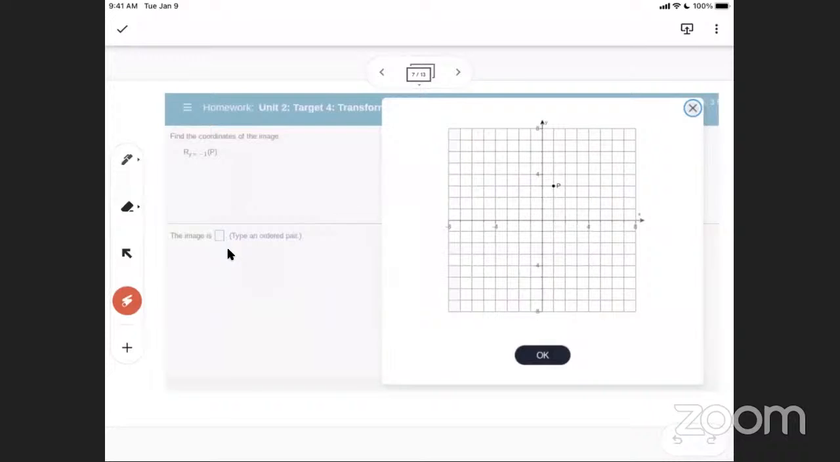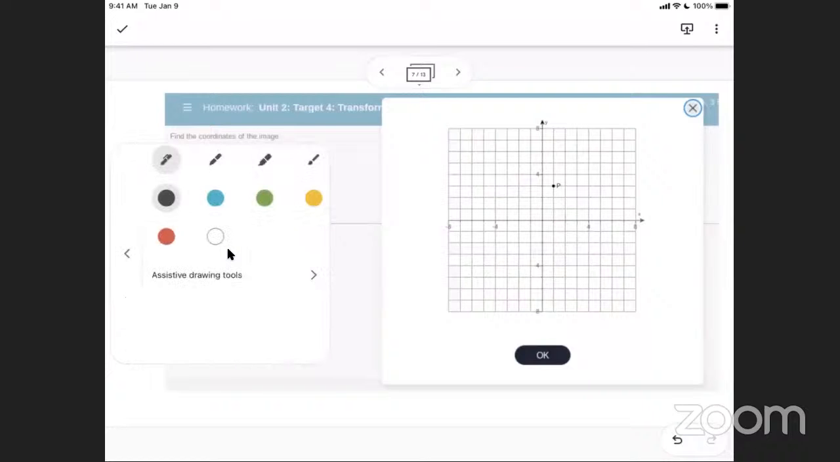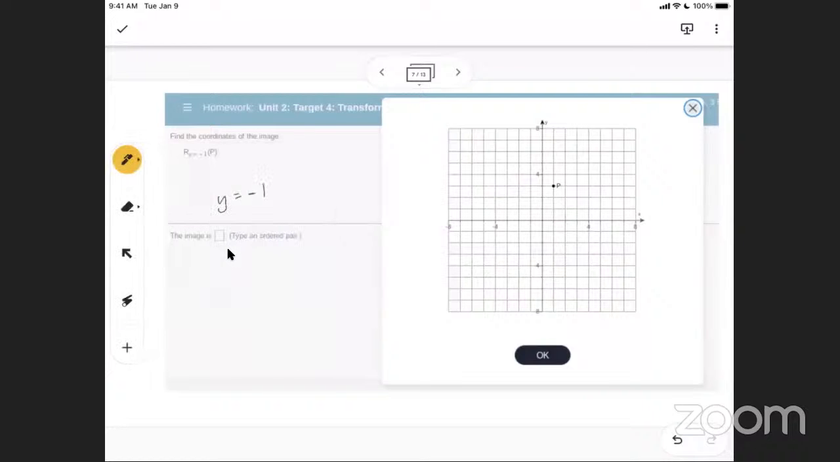Okay, so what they're saying for number 7 is they want you to reflect it over the line y equals -1. So the line y equals -1 is this line right here. I'll draw it in yellow. Y equals -1 means that it's a horizontal line going through -1. They want you to reflect that point over that line. All right, that's what they're asking.